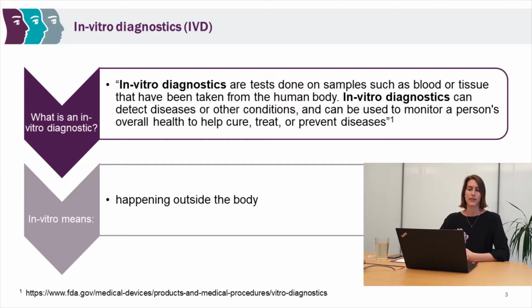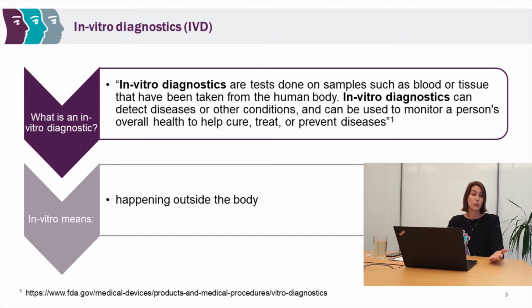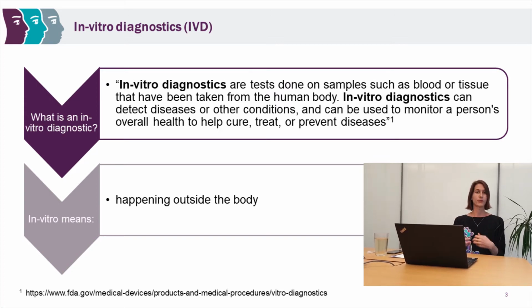So to start off with the very basics, what is an in vitro diagnostic, or IVD? In vitro diagnostics are tests done on samples such as blood or tissues that have been taken from the human body. In vitro diagnostics can detect diseases or other conditions, and can be used to monitor a person's overall health or to help cure, treat, and prevent diseases. So in a nutshell, in vitro means happening outside the body. This is any time you take a sample such as blood, saliva, hair, or tissues, and you perform a test in another area, usually a laboratory or a device.